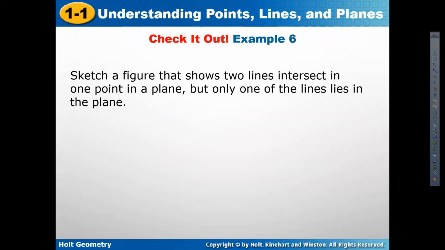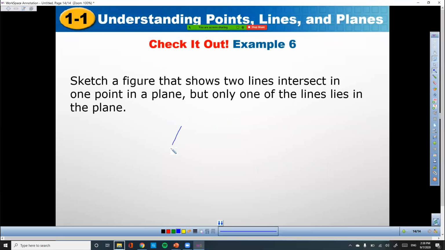And lastly here, they want us to sketch a figure that shows two lines intersecting at one point in a plane, but only one of the lines lies on that plane. Okay, so let me try my best to draw this out for you. So I have a plane, right? I'm just gonna draw my plane like this. So we have one line here that is on my plane. That means I want to have another line that's going to intersect this line, but it's not on the plane.